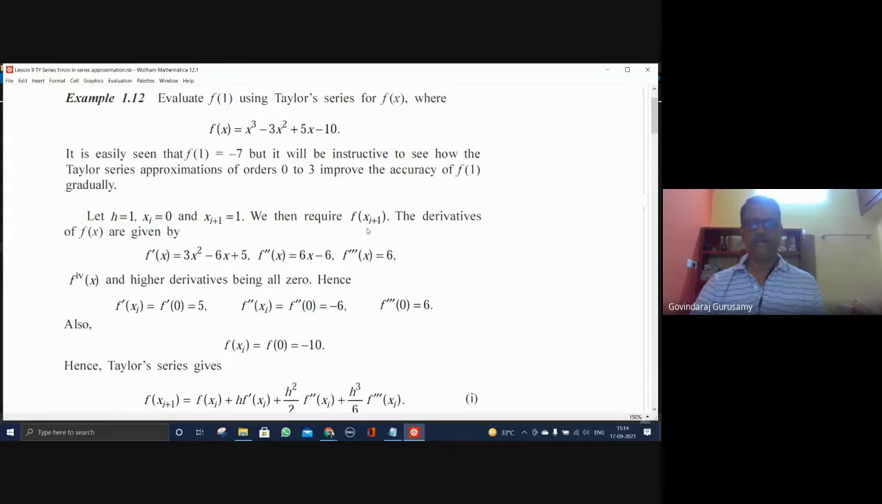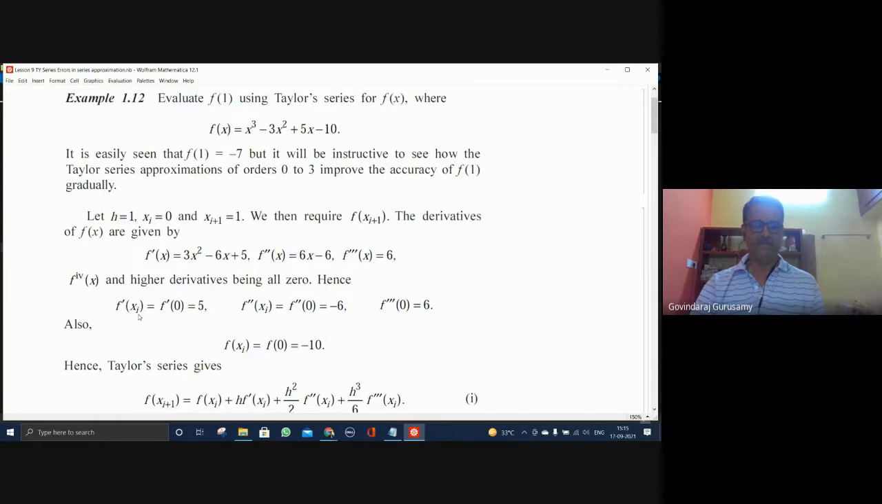We then require f of x of i plus 1. The next f of this, we know, we need to have f of x of i plus 1. The derivatives of f of x are given. F prime of x is, take a derivative of this. F double prime is this one. F triple prime is equal to this. The 4th and higher derivatives are all 0. Hence, this is what your result is now.